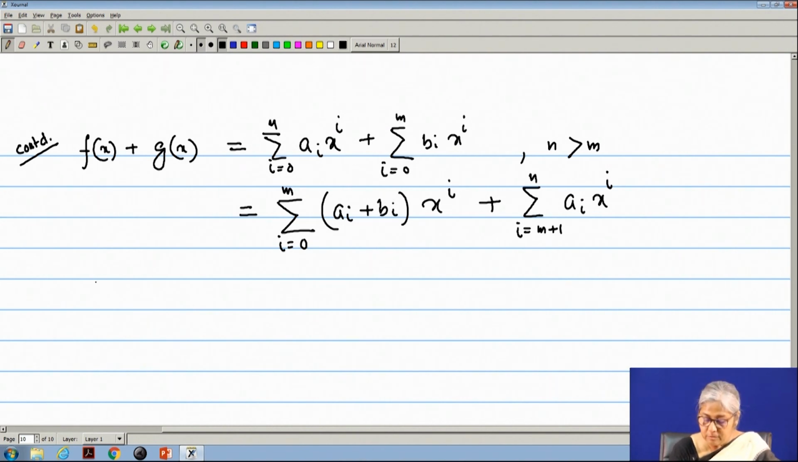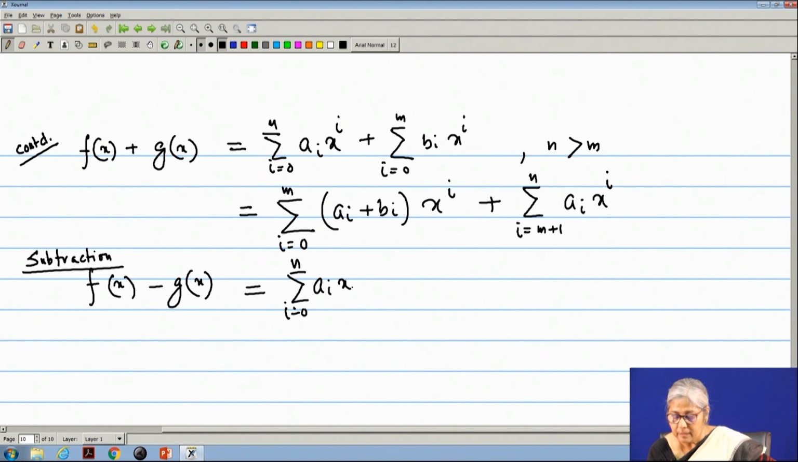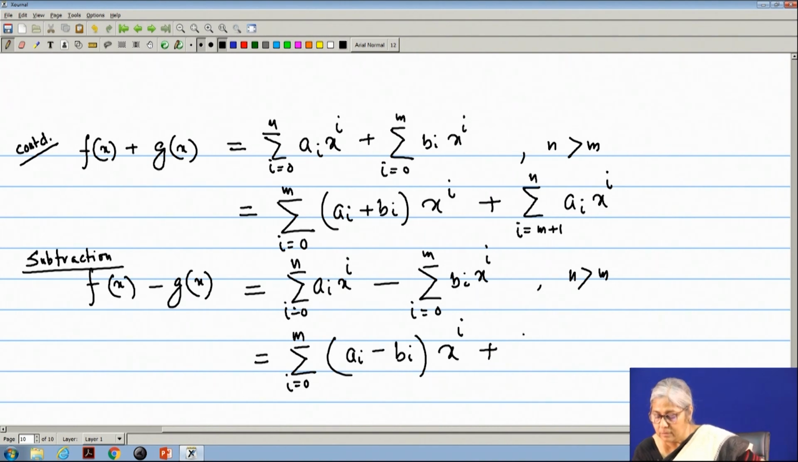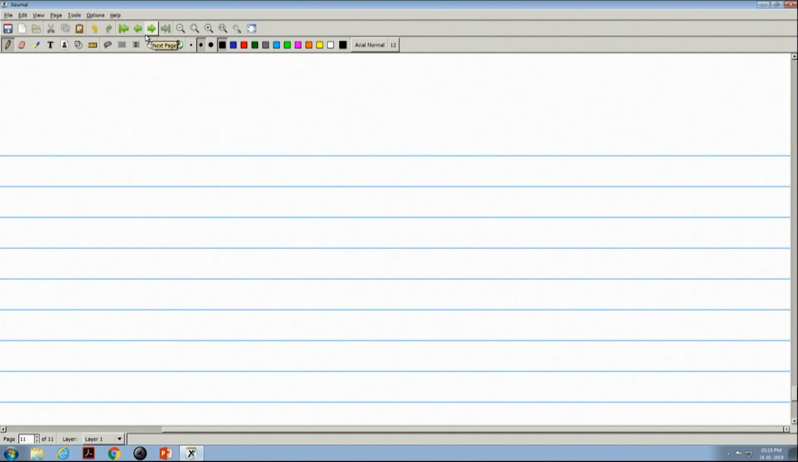Similarly, I can define it the same way for subtraction. So, if it is my subtraction, it is f(x) minus g(x), and I can write this as the sum from i equal to 0 to n of a_i x to the power i minus the sum from i equal to 0 to m of b_i x to the power i, with n greater than m. Instead of plus, I only have minus, because for i equal to 0 to m it is (a_i minus b_i) x to the power i, plus as usual the terms from m plus 1 to n, which will be a_i x to the power i. This is my subtraction. Now, multiplication.